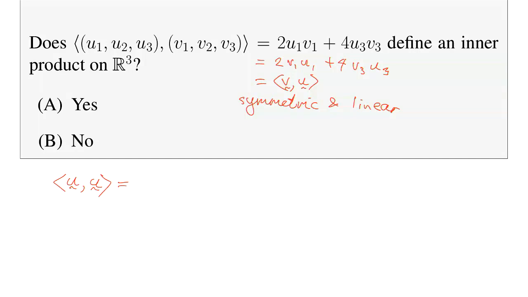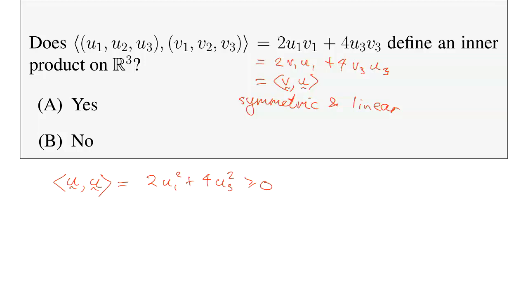So what's this going to look like? It's going to look like 2u1 squared plus 4u3 squared. Again, 2 and 4 are positive and squares are non-negative, so it's definitely non-negative. So it satisfies the first part. But if you stare at this, you might be worried that there are some vectors for which this thing's going to vanish, which aren't the 0 vector. Can we think of an example of one?